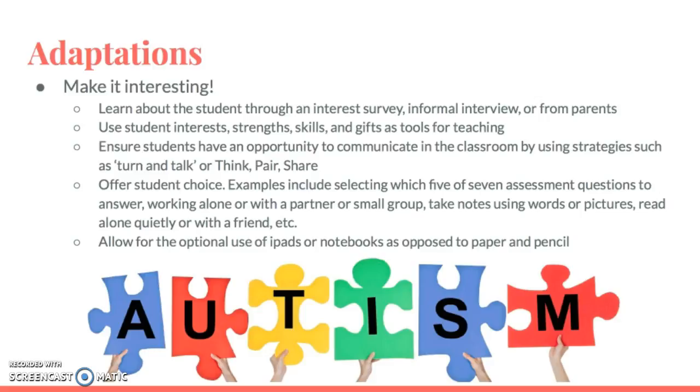Another adaptation is to offer student choice. An example would be allowing the student to select which 5 of 7 assessment questions they want to answer, or whether they want to work alone, with a partner, or in a small group. Allowing them to choose what they want to do will make it more interesting because they'll feel like they have some control over what they're doing. And if available, they can use iPads or notebooks instead of just paper and pencil.